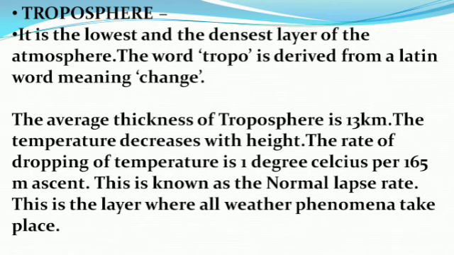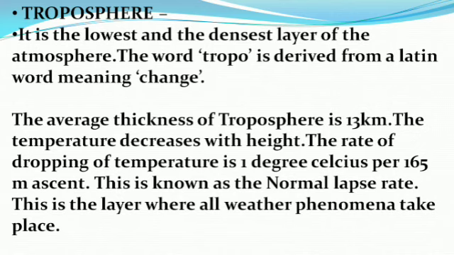Now let's see the description of troposphere. It is the lowest and the densest layer of the atmosphere. The word tropo is derived from a Latin word meaning change. The average thickness of troposphere is 13 km. The temperature decreases with height.